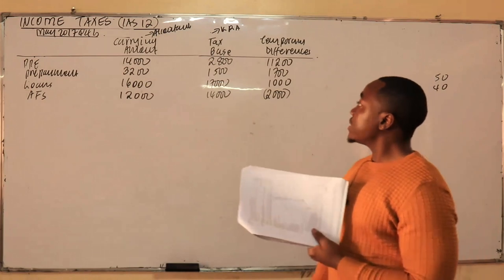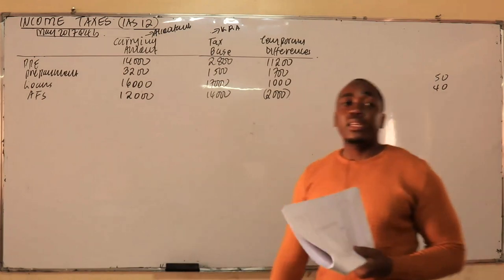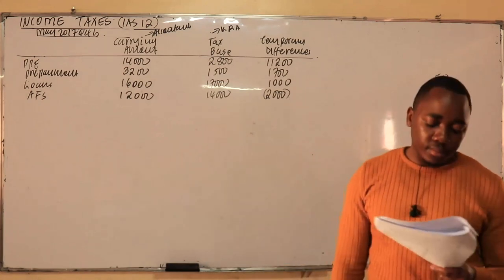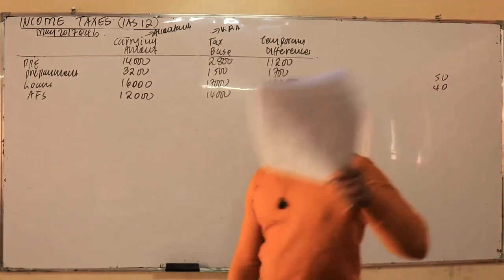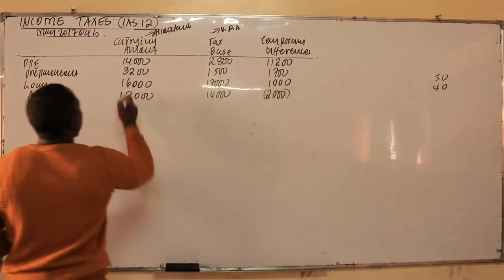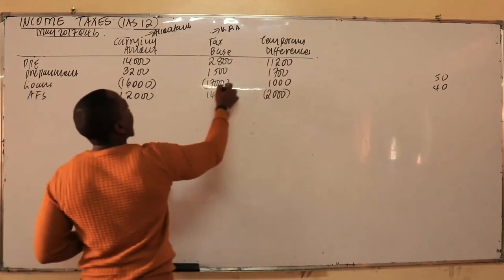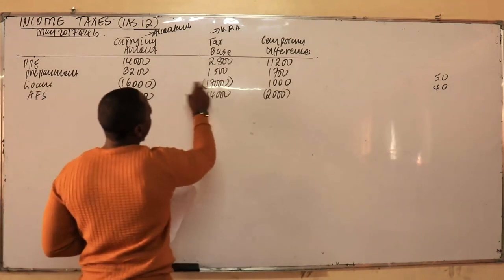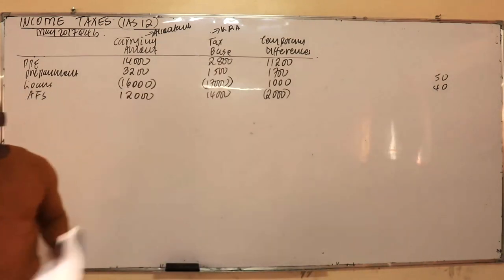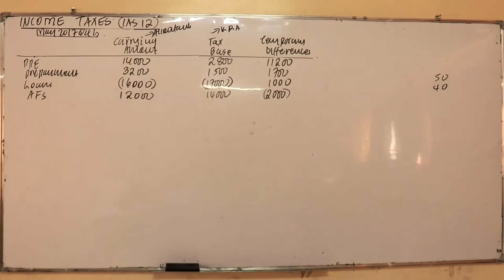Loans, it's negative, eh? Yeah, the teacher is always right, it's positive. Eh? Loan is a liability, right? What do you say about liability? You show them as a negative. Good. Can you take minus negative 16 minus negative 17? Did you get positive 1,000? Yes. Yes, good.